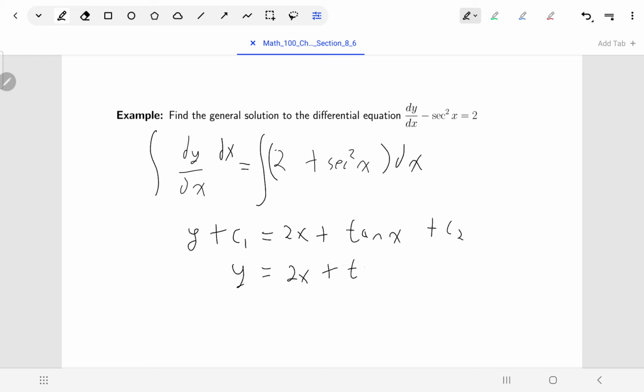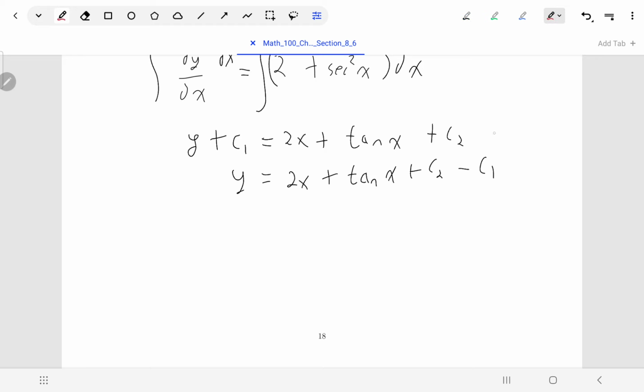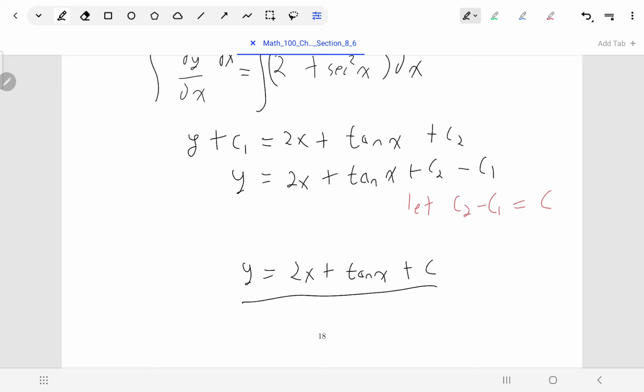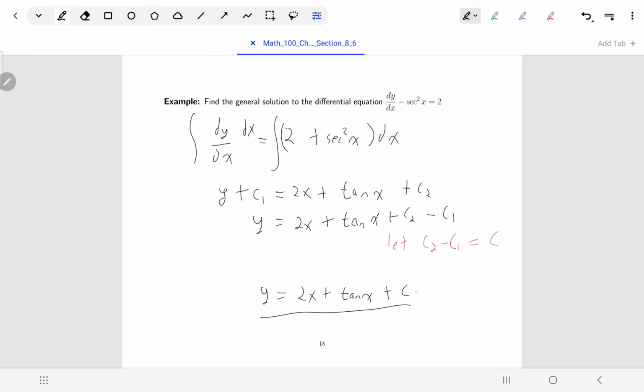So right now, it looks like I have two constants of integration, but of course, these are two constants that are being combined together. So if I were to just make a little note to myself and say, well, let's replace c2 minus c1 with a constant c, then I have the following. y is 2x plus tangent x plus c as my solution. And if I wanted to, I could go back and check. So if I were to take the derivative of this, dy dx, substitute that in and subtract secant squared, hopefully it should be equal to 2, that it would satisfy the original equation.